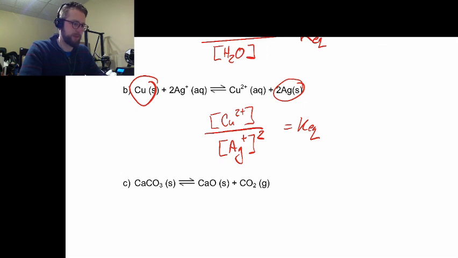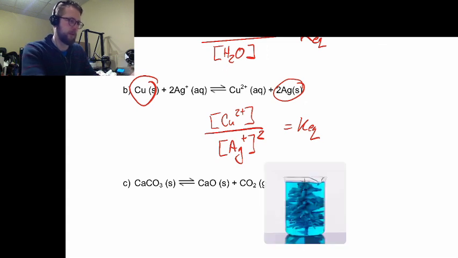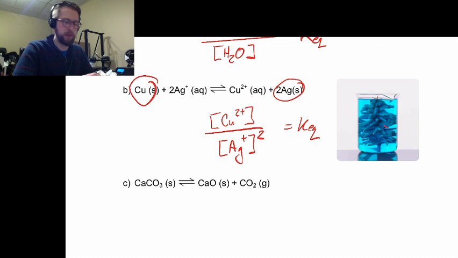Here, let's drop a little silver tree on here. There we go. So that's what the silver tree looks like. You can see it sort of growing in that vial there.